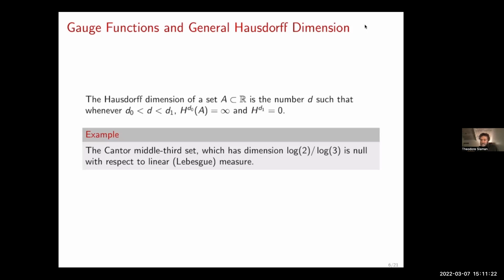The example from the previous slide is the Cantor middle third set. It has dimension log 2 over log 3, and it's null with respect to linear measure, and it has infinite measure for any exponent less than this quotient. So it's a sort of canonical example of a set that has fractional Hausdorff dimension.